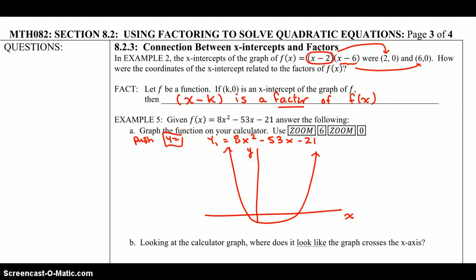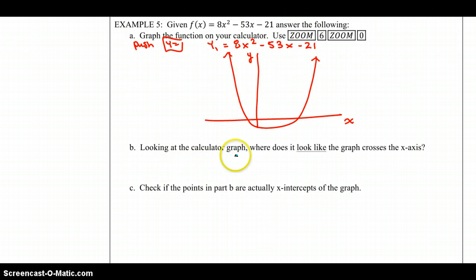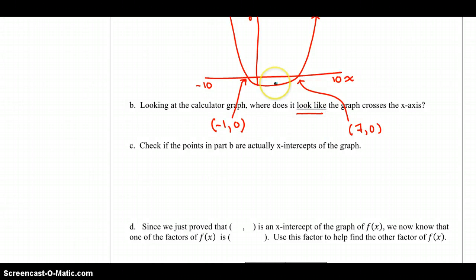Okay. So the first question asks us, looking at the calculator graph, where does it look like the graph crosses the x-axis? So again, when we did zoom 6, that set the x to run from negative 10 to 10. Zoom 0 then adjusted the y min and y max, but our x min and x max run from negative 10 to 10. So this point here looks like it might be at (negative 1, 0). And this point here looks like it's around the point (7, 0), if we count the tick marks on the graph. But again, what looks like on the graph might not actually be the case.